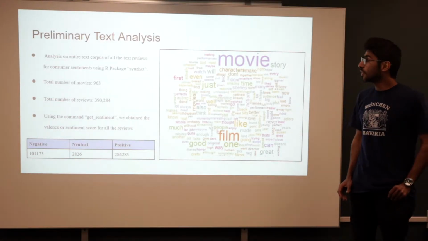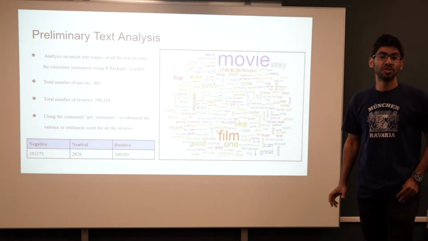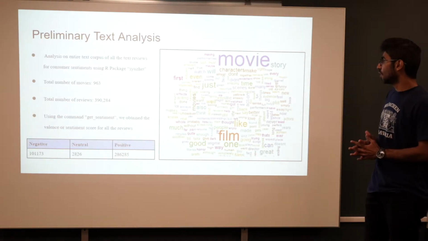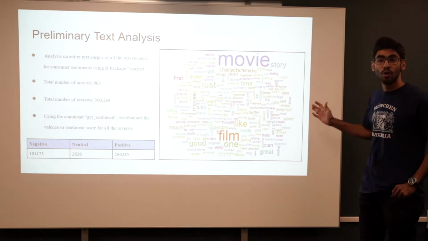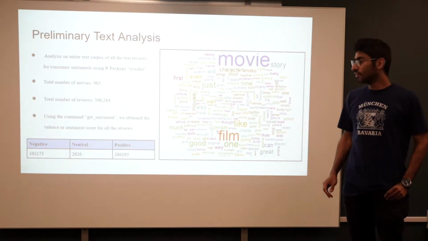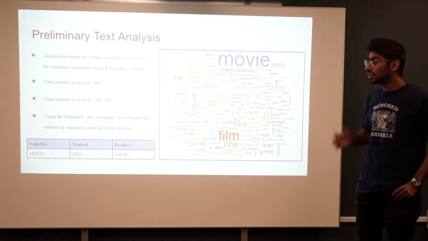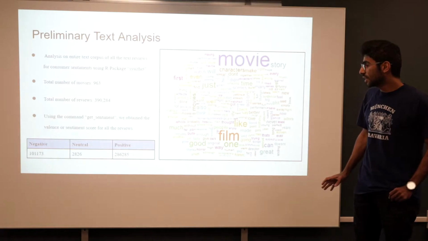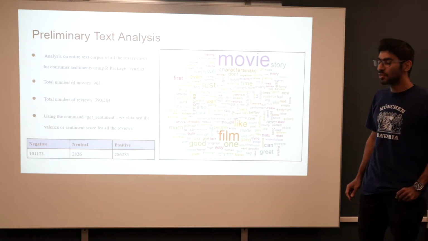Moving forward. In the first two milestones, we did some preliminary text analysis, using the package syuzhet. Here you can see the overall word cloud, and some prominent words like movie, film, Oscar. Also what we found was that out of the total 390,284 reviews, about 100,000 were negative, whereas 290,000 were positive.